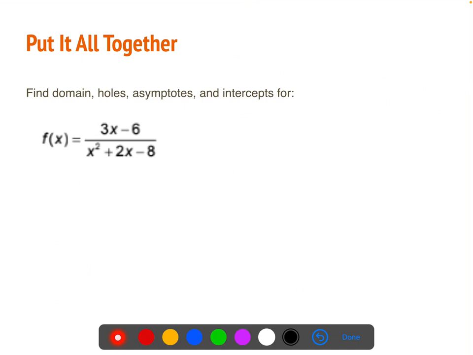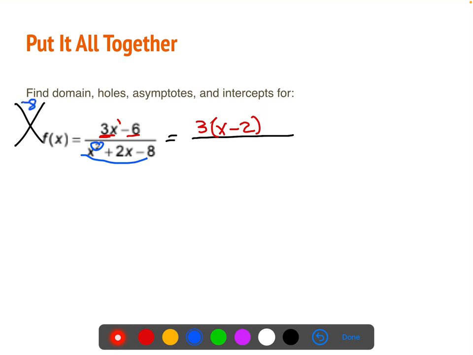All right, now this one tells us to put it all together for the domain, the holes, the asymptotes, the intercepts. Woohoo, here we go. So the first thing I'm going to do is make sure everybody is factored. So up on top, this is the first power, but these can take out a GCF of 3. 3x divided by 3 is x. Negative 6 divided by 3 is negative 2.